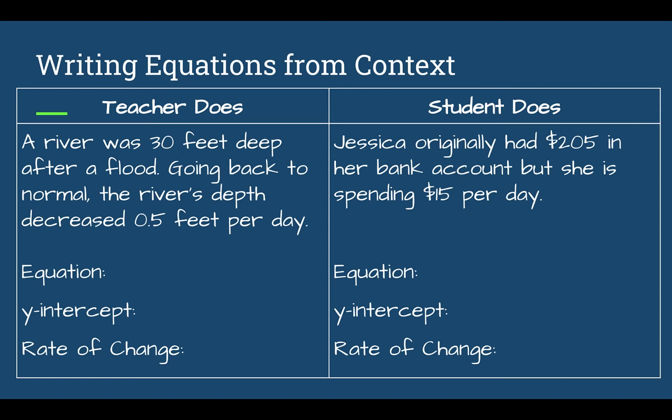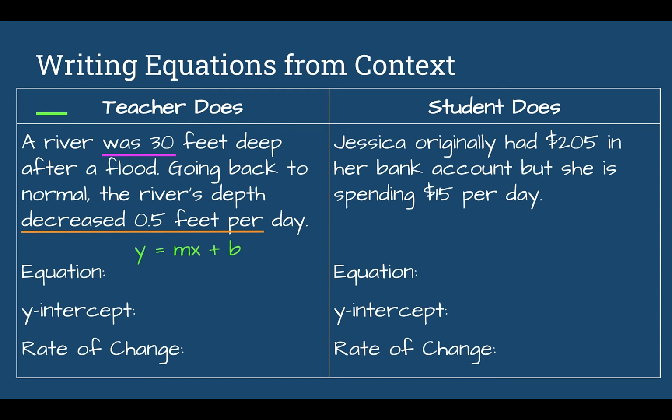So, a river was 30 feet deep after a flood. Going back to normal, the river's depth decreased 0.5 feet per day. So, two numbers we are given. The river was 30 feet and it decreased 0.5 feet per day. Now, I also underline the word decrease all the way through the word per. That is telling me that the thing is changing. Decrease is a change word. Per is a change word.